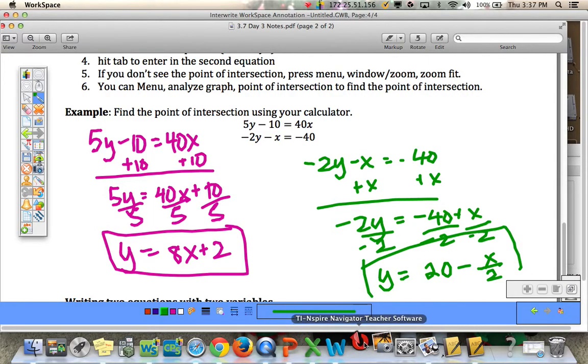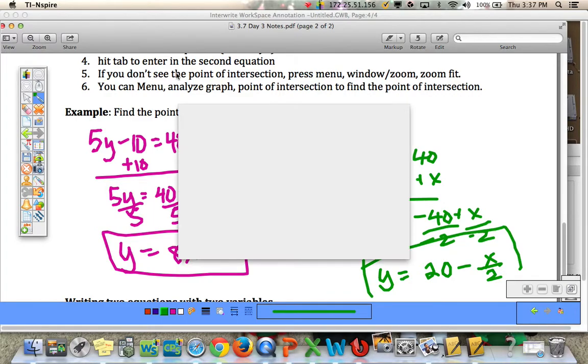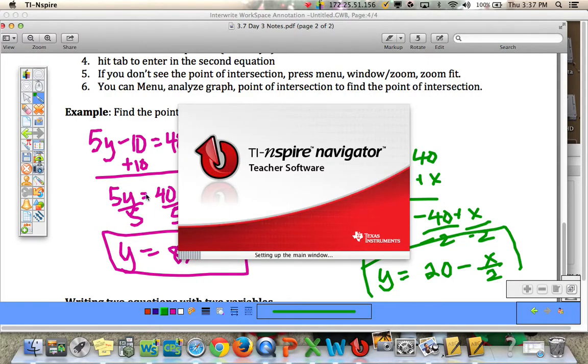So I pulled up photos. I'll pull up my graphing calculator, which I should have had open, but I didn't. So I'm going to wait for this to load, and we're going to find the point of intersection by typing it in. Let's take a second.